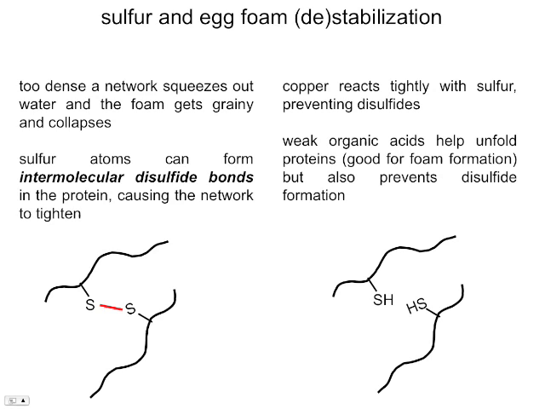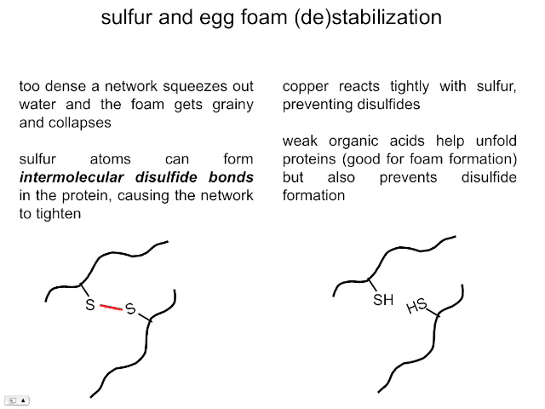So that strengthens the network, right? That might be a good thing, except for what I told you before about too dense of a network causing our foams to actually collapse. So those disulfide bonds that form are actually something that we want to avoid. And we have a few ways of avoiding them. And that's what our experiment is all about this week.